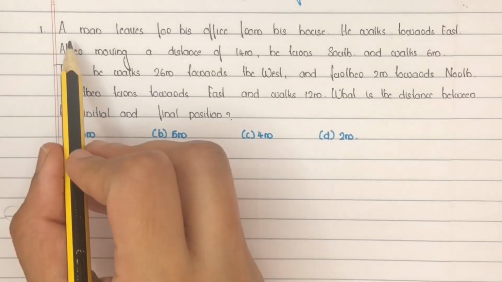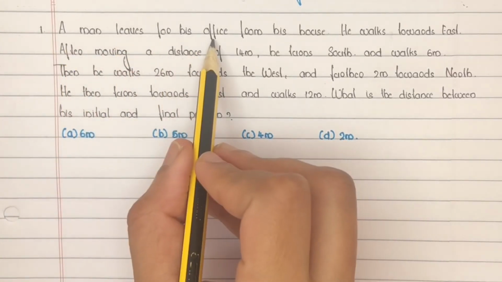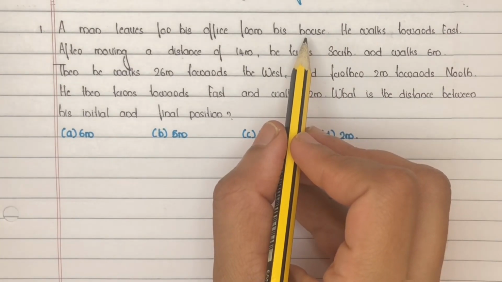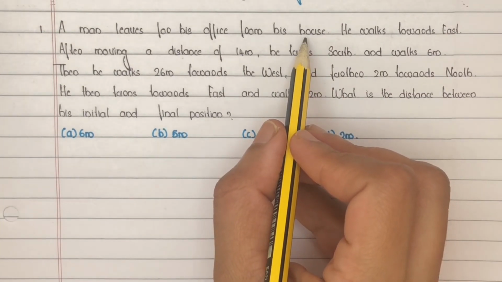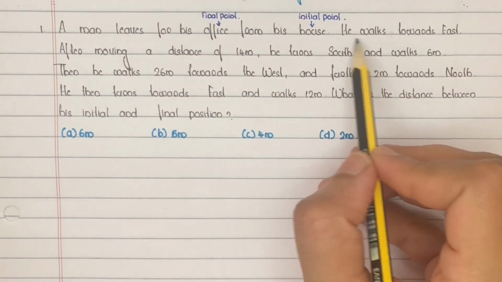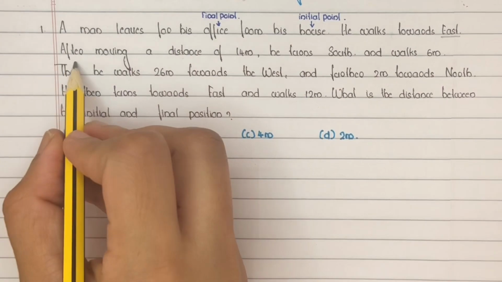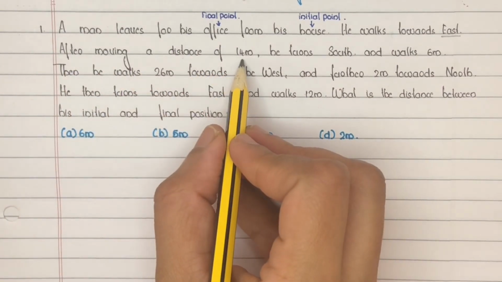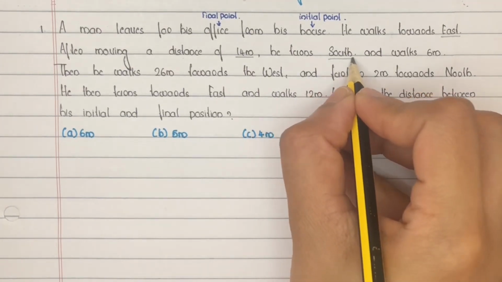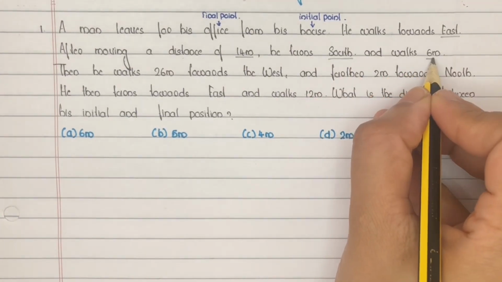Question number 1. A man leaves for his office from his house. So he starts his journey from his house, that is the initial point, house, to his office, the final point, office. He walks towards east. After moving a distance of 14 meters, he turns south and walks 6 meters.